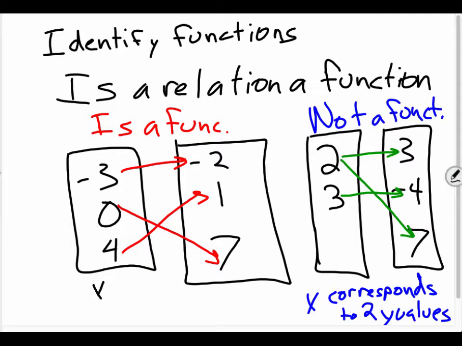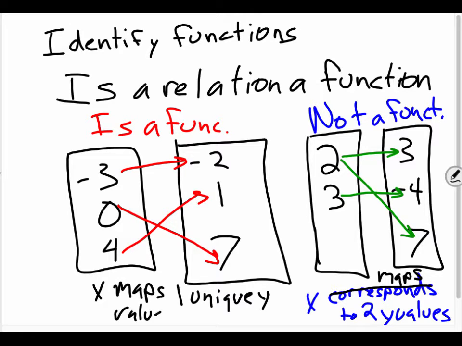So here we would say x maps, corresponds isn't probably the right word. Maybe we should change this word to maps. But x maps to 1 unique y value. That's it. That's how you can tell if something's a function if you're looking at the mapping. Okay?